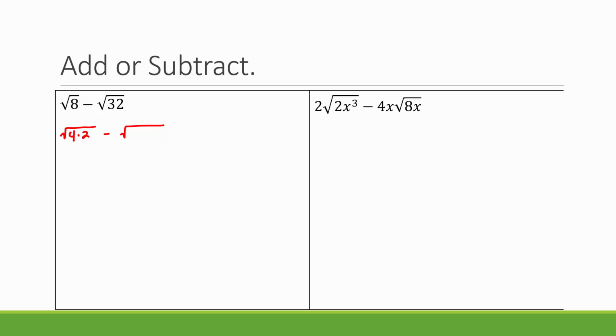I can rewrite 32 by using the largest perfect square that will go into 32, which is 16. And 16 times 2 is 32. Now I can take the square root of 4, which gives me 2 outside of my radical symbol. I can take the square root of 16, which gives me 4 outside of my radical symbol. Now, since both the 2 and the minus 4 are being multiplied by the square root of 2, I can actually combine those, just like we would combine like terms. So 2 minus 4 would be negative 2 times the square root of 2.